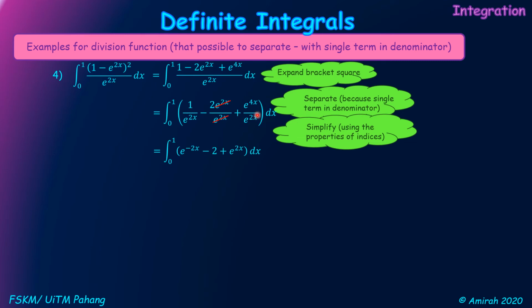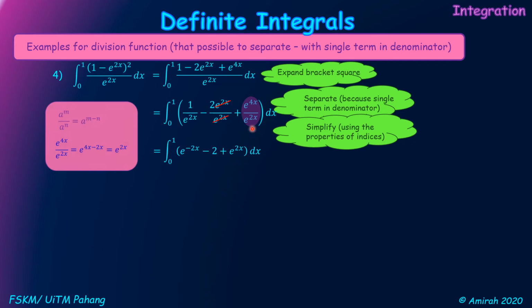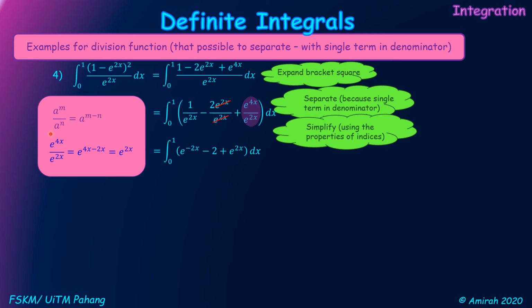Okay? And then to simplify e to the power of 4x over e to the power of 2x, we can use properties of indices: a to the power of m over a to the power of n equals a to the power of m minus n. So e to the power of 4x over e to the power of 2x equals e to the power of 4x minus 2x. So we get e to the power of 2x. That's why we get this. Okay?